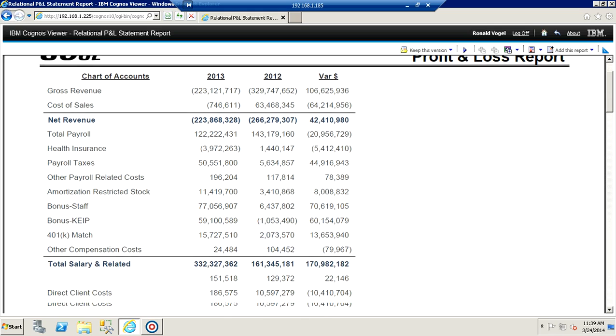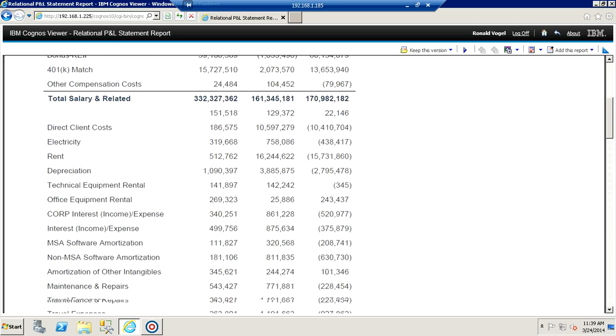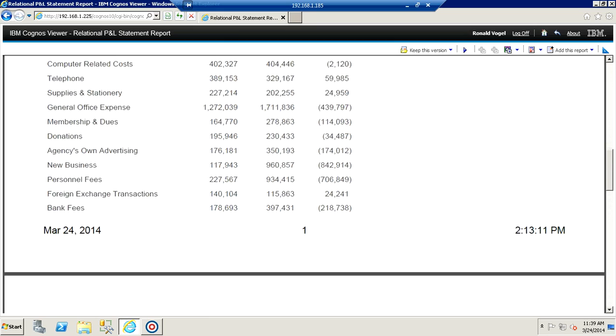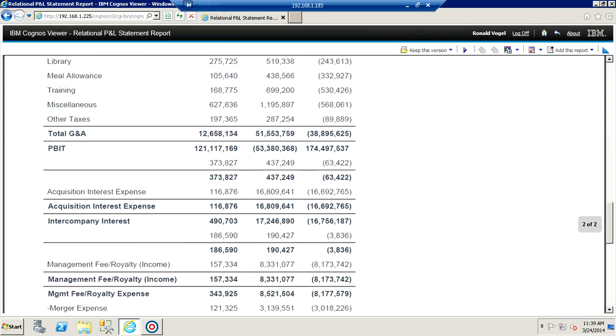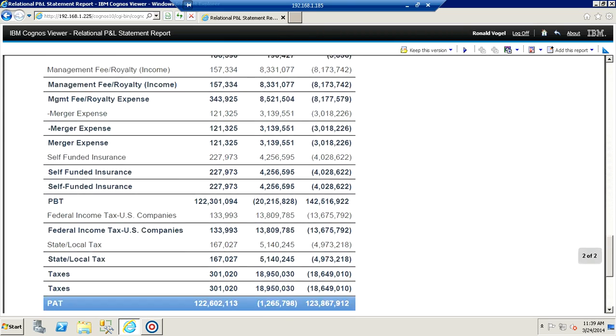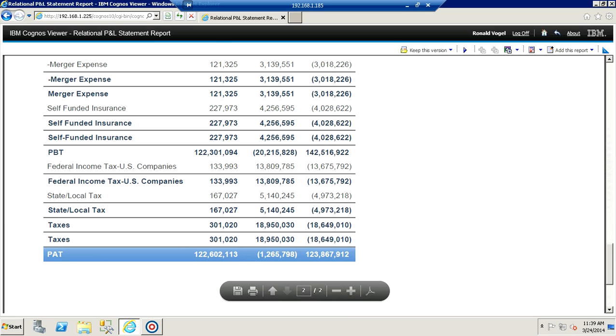You can see here we have our chart of accounts, 2 years worth of figures, and the variance year over year. Genware's GTC web service provides users access to existing IBM Cognos content and output, which can then be imported into Spotfire for further analysis. Next, we will jump over to Spotfire to take a brief look at some of the ways we can analyze this report content.